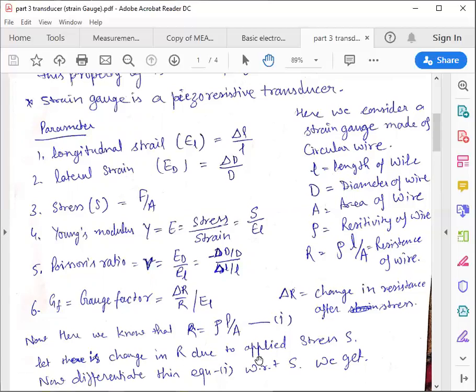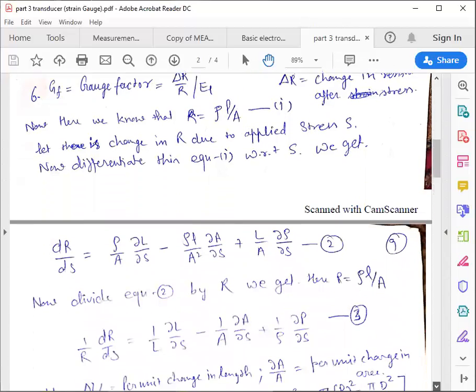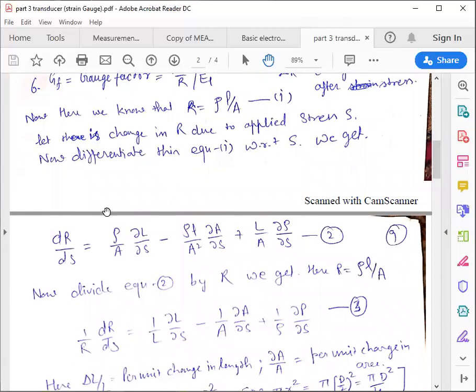Partial differentiation means we consider one variable at a time and the other two remain constant. Now our equation 1, after differentiating with respect to S, will be dR by dS, i.e. differentiation of R with respect to S. First we consider rho and A constant and L varying with S. So rho by A is constant, and delta L by delta S is the change in length with respect to strain.